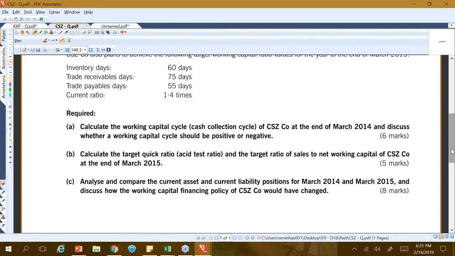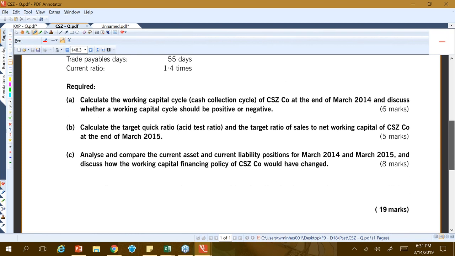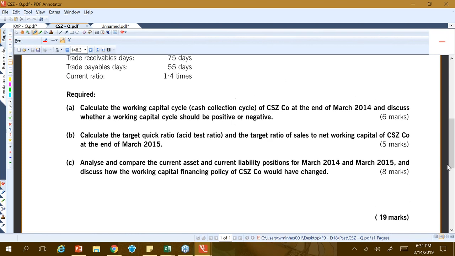I just cropped this question. This was fully a 25 marker, but it had areas which are no longer examined as part of Section C, so I've removed them. The requirements here are to calculate the working capital cycle or the cash collection cycle of CSC at the end of March 14, and discuss whether a working capital cycle should be positive or negative.